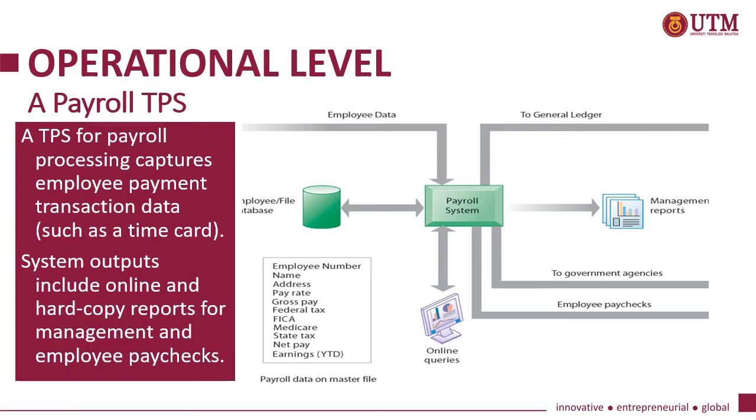This slide shows an example of a payroll transaction processing system. A TPS for payroll processing captures employee payment transaction data, such as a time card. Then, the system outputs include online and hard copy reports for management and employee paychecks.